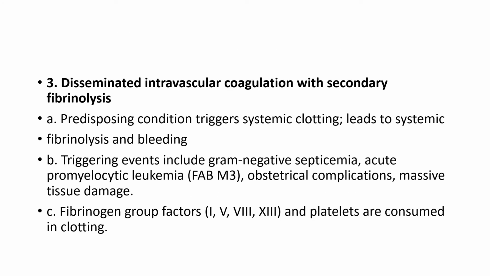Next, DIC with secondary fibrinolysis. The predisposing condition triggers systemic clotting, and it leads to systemic fibrinolysis and bleeding. What are these triggering events? The presence of septicemia with gram-negative organisms, acute promyelocytic leukemia, FAB M3, obstetrical complications, so that means during obstetric procedures for pregnant women, and massive tissue damage. The fibrinogen group factors 1, 5, 8, and 13 and platelets are consumed in the clotting process.